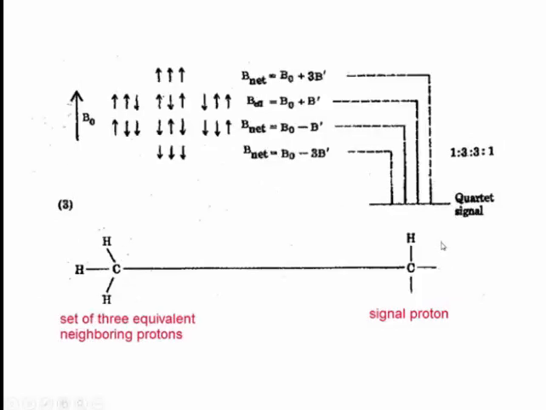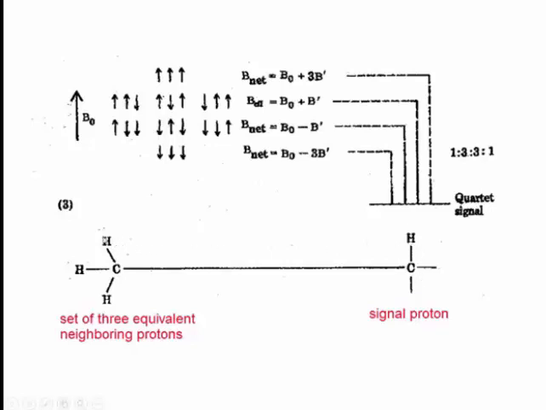Now let's look at another situation. In this case, we have one signal proton as before, but we have 3 equivalent neighboring hydrogens, 3 equivalent neighboring hydrogens on the carbon adjacent to the carbon bearing the signal proton. Well, with 3 neighboring hydrogens, there are a larger number of local magnetic fields that our signal proton is going to feel. How many are there?